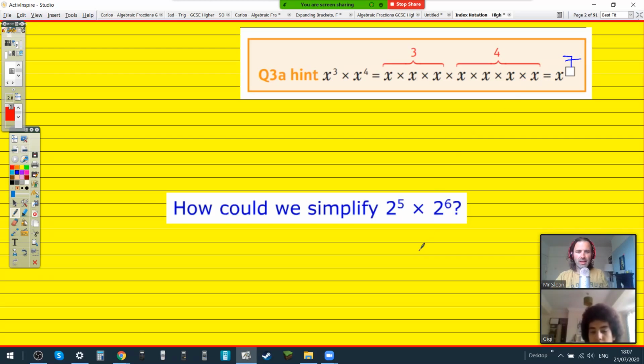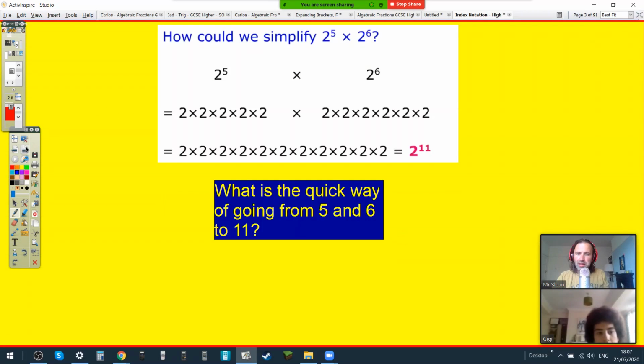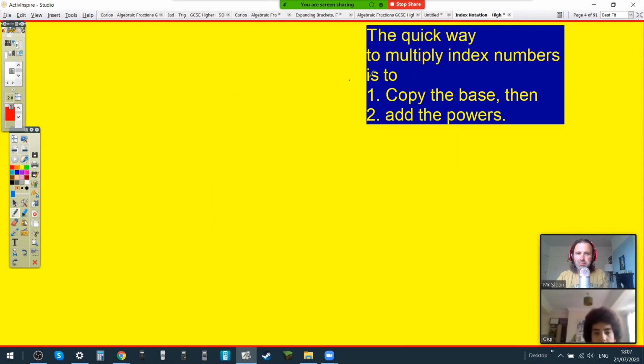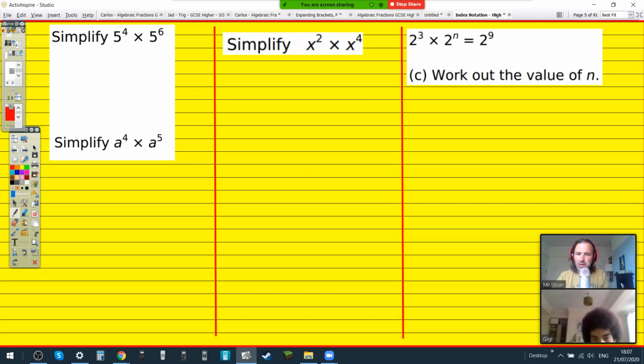Yes. And so this one down here. 2 to the power of 11. What is the quick way of going from having 3 and 4 to just 7? Adding them together. Yep. Copy the base, add the powers. That's a quick way of multiplying. Okay, let's try these.